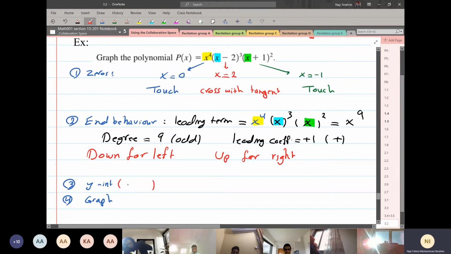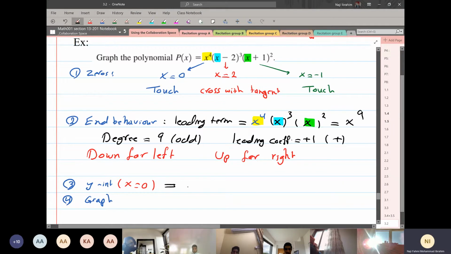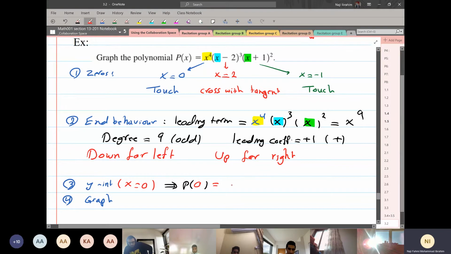Now let's find the y-intercept. To find the y-intercept, we have to replace x by what? Replace x by 0, Shabab, in the given function. How much is p of 0? 0. If you substitute, it will give you a 0. So what's the ordered pair here? (0, 0).